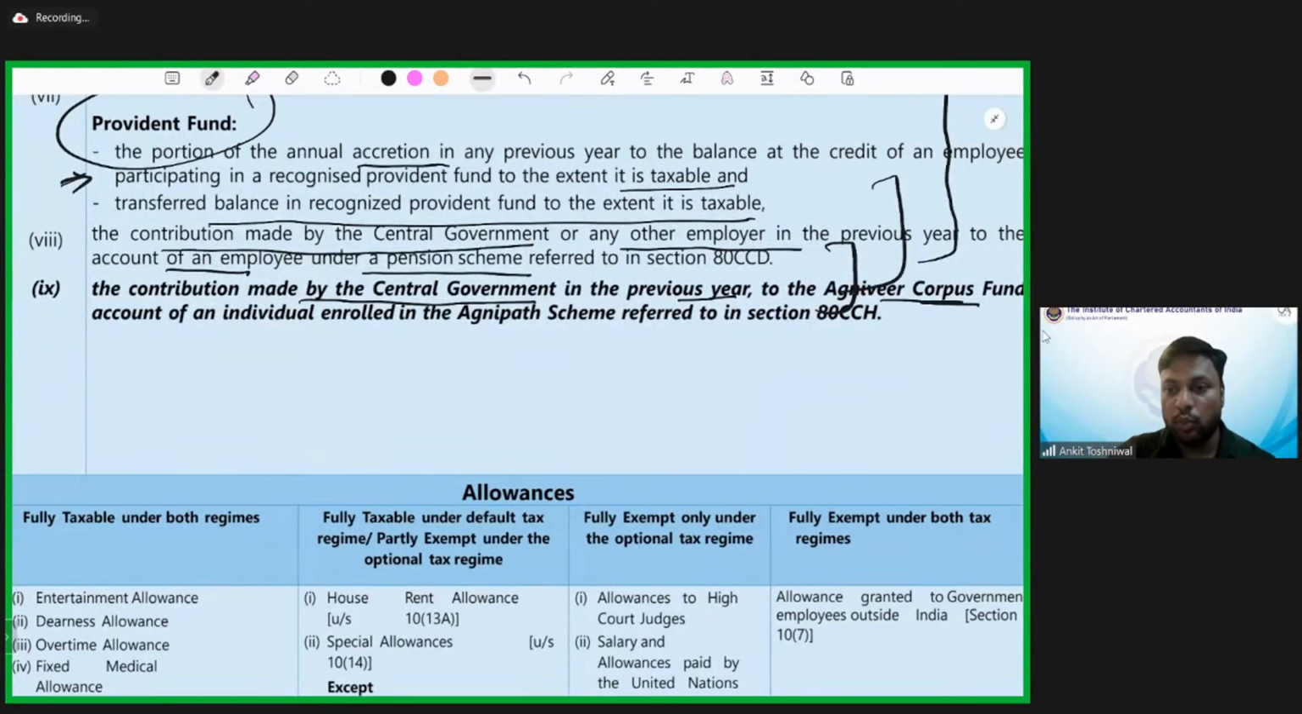Any doubt till now? Hardik, we will discuss in the deduction chapter. Yeah, even if it is mentioned that the partner will get the salary, actually in most of the cases it is mentioned that the partner will get the salary. But if the partner is getting the salary, it will not be taxable under the head salary.